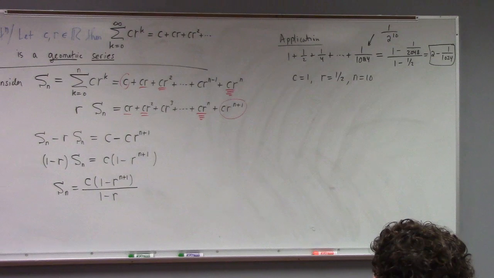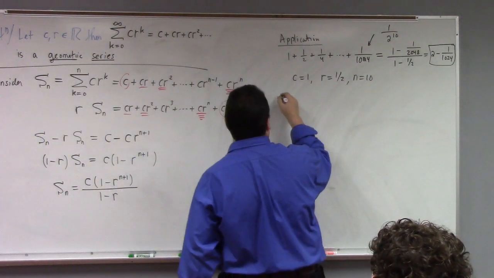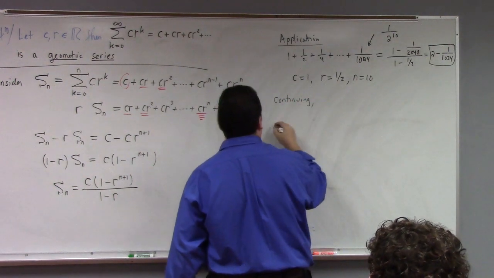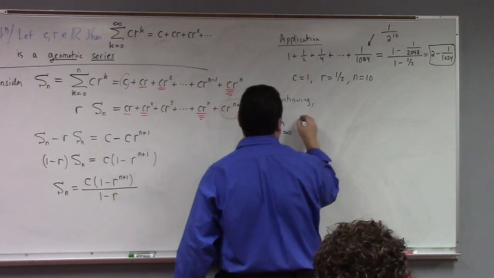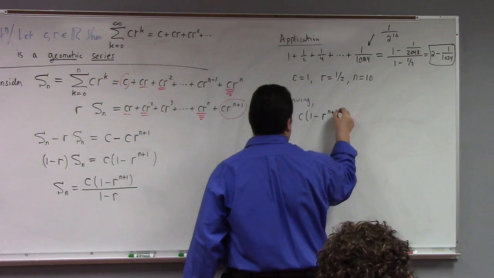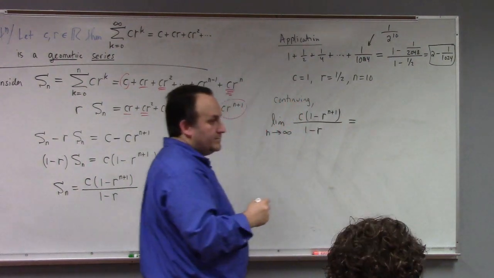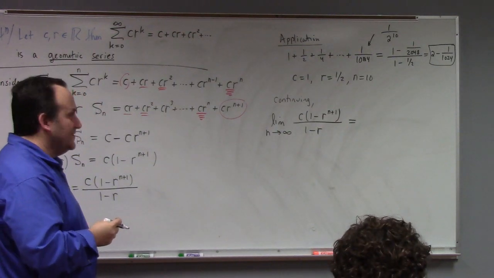I digress. Okay, so what is the limit as n goes to infinity of this thing? Continuing. What is the limit as n goes to infinity of this nth partial sum? I could have made a mistake too.